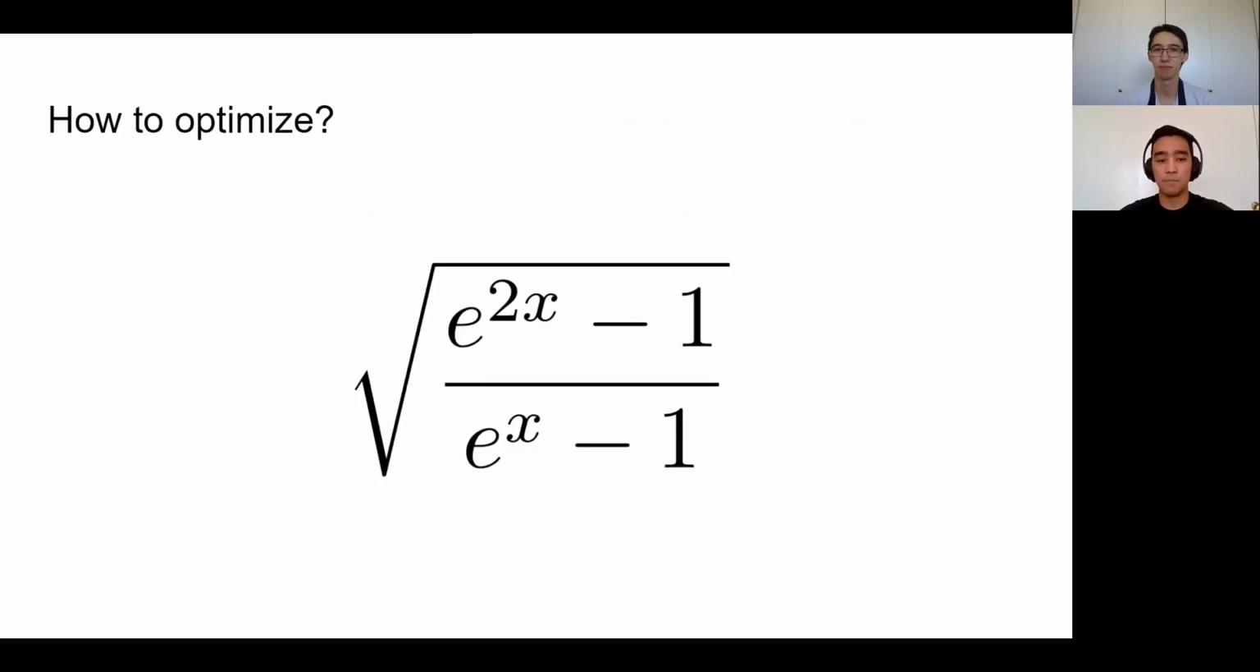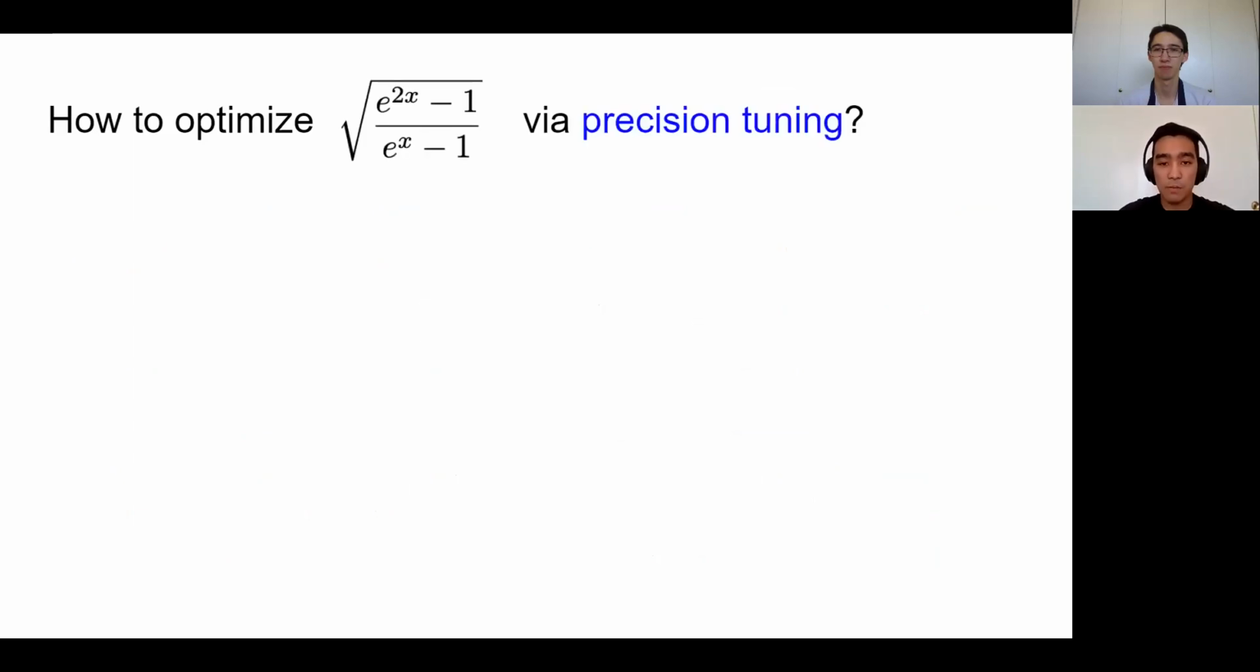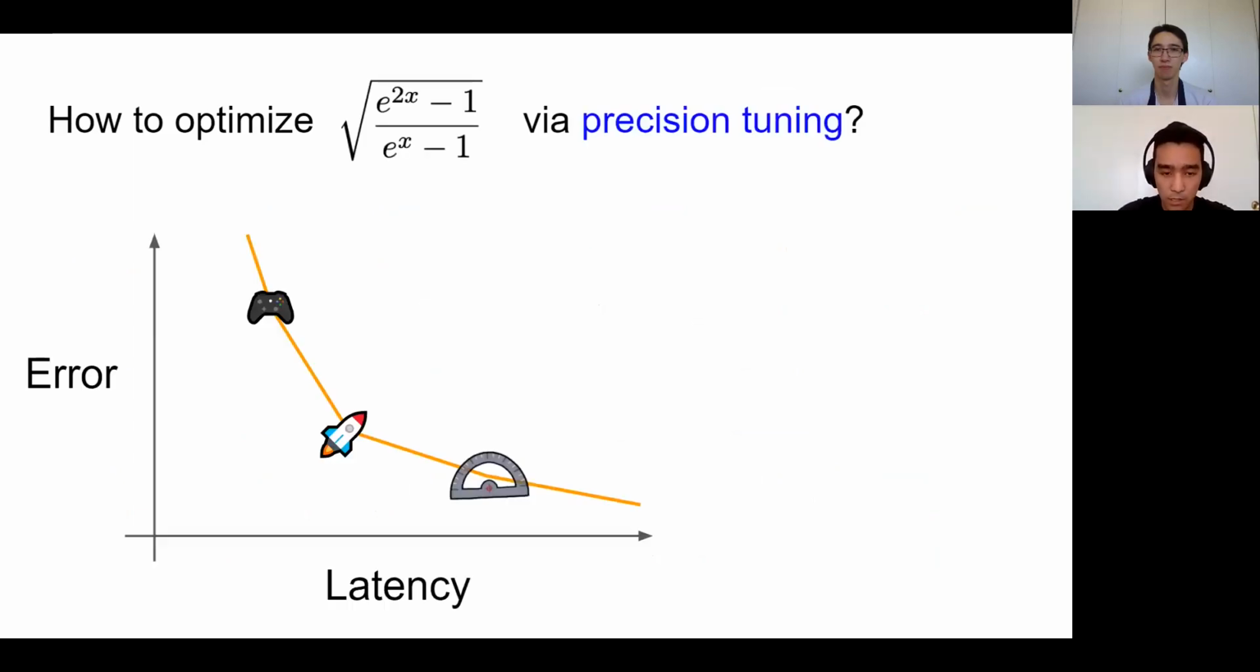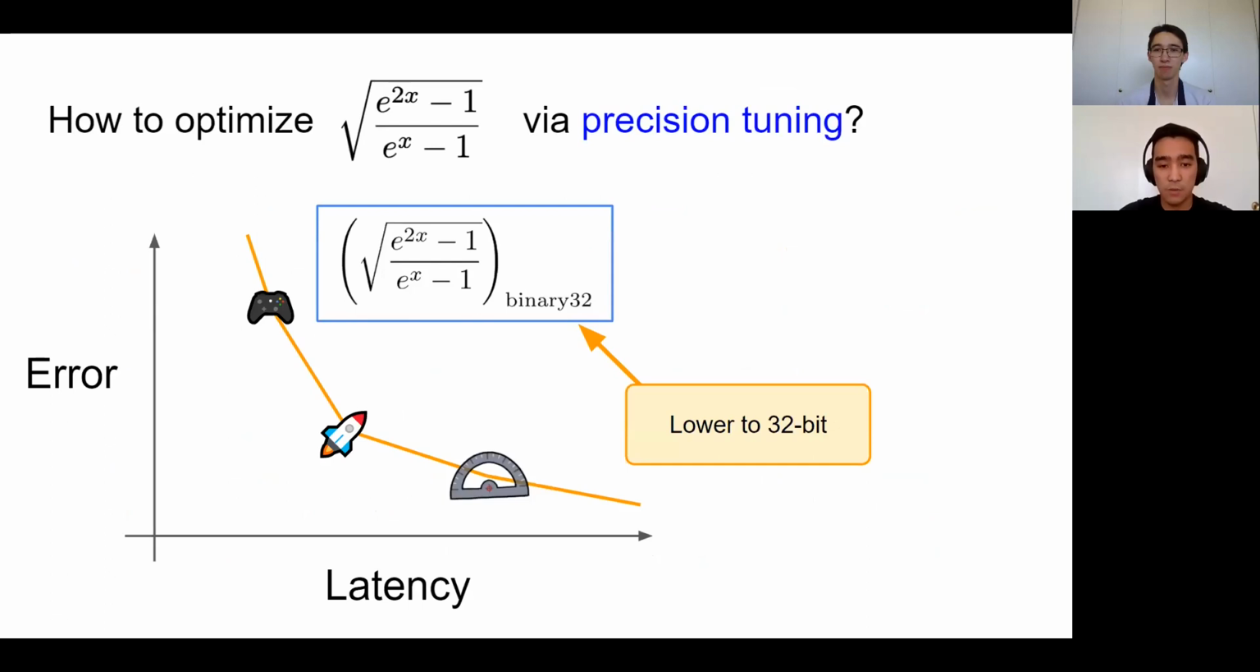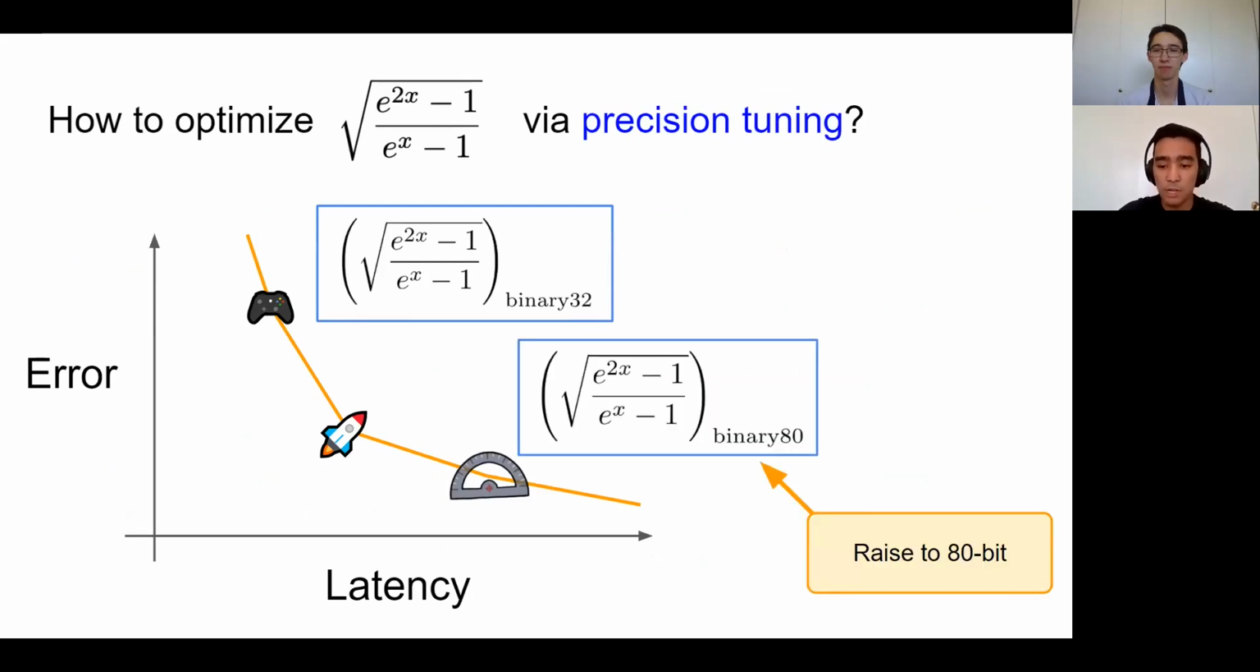So let's look at an example. In double precision, this expression is inaccurate for small x, and it may be slow because of 2 calls to x and 1 square root. So how do we optimize this with precision tuning? Well, to make it faster, we should just evaluate it using single precision. And to make things more accurate, we should just evaluate it with an 80-bit float.